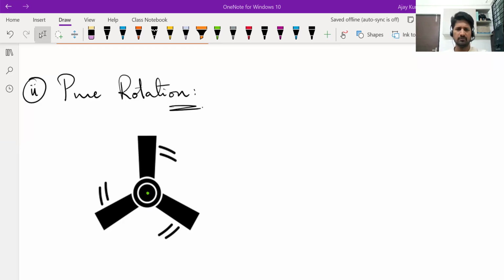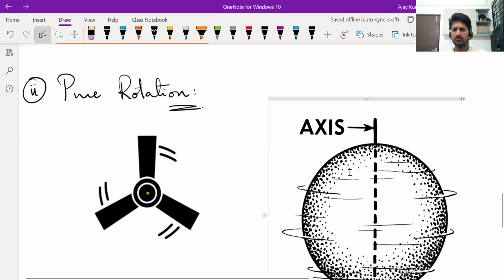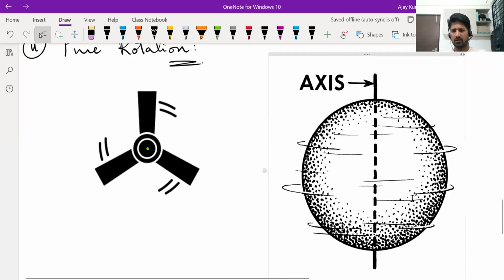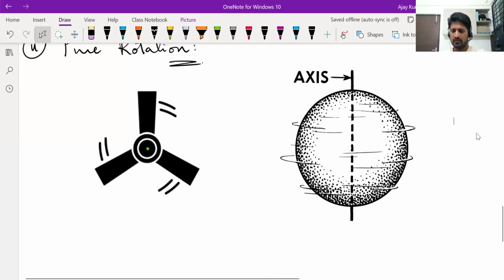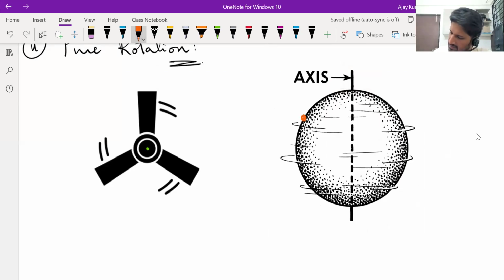You all must be knowing the Earth's rotation, right? Earth rotates about an imaginary line. That line becomes the axis of rotation of the Earth. In case of a ceiling fan, that suspension rod itself is the axis of rotation. If you trace the motion of this point on the Earth's surface, it follows a circular path like this. The center of the circle is here.